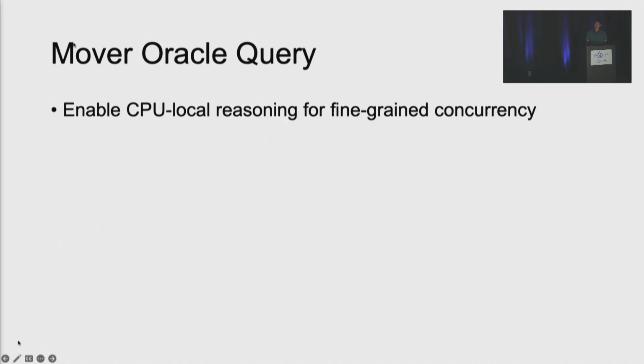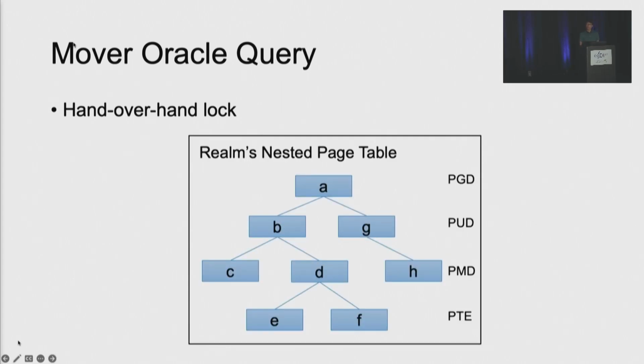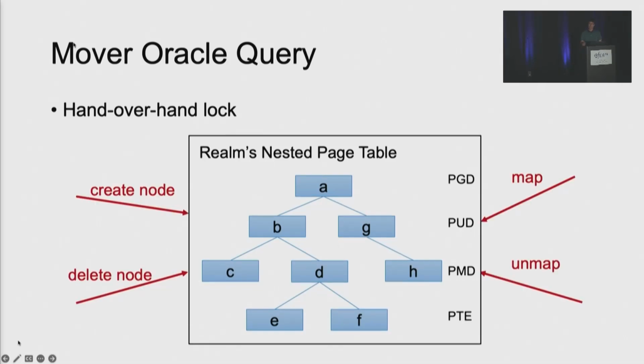VIA introduces mover oracle queries to enable the CPU local reasoning for fine-grained data structures and logs. We'll illustrate how it works using a real example in RMM. Recall that RMM maintains a nested page table for each realm. It may update the same page table from different CPUs simultaneously, which requires synchronization. Instead of using a single log to synchronize the whole page table, RMM uses hand-over-hand log to increase concurrency, so that multiple CPUs can access the different branches of the same page table simultaneously.